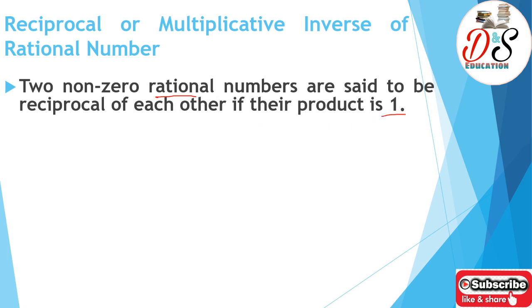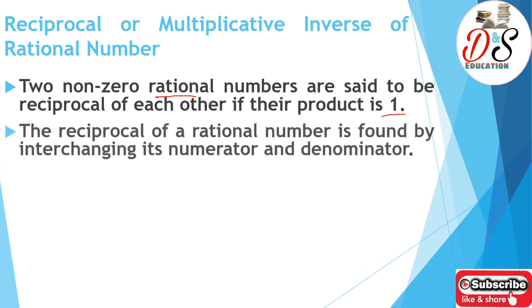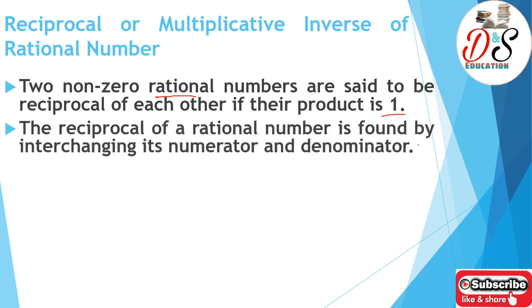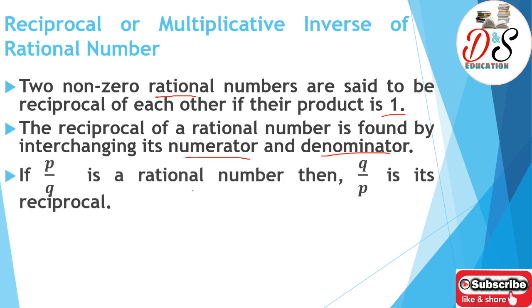मतलब दो rational number को जब हम multiply करेंगे और उनका product अगर 1 आ गया, मतलब दोनों ही रेशनल नंबर एक दूसरे के रेसिप्रोकल हैं। ओके, रेसिप्रोकल ऑफ रेशनल नंबर इज फाउंड बाय इंटरचेंजिंग इट्स न्यूमरेटर एंड डिनोमिनेटर। कैसे मिलेगा रेसिप्रोकल? आप न्यूमरेटर को डिनोमिनेटर के साथ इंटरचेंज कर दो और डिनोमिनेटर को न्यूमरेटर के साथ। ओके, सपोज वी हैव अ रेशनल नंबर p अपॉन q एंड सो रेसिप्रोकल इज q अपॉन p.